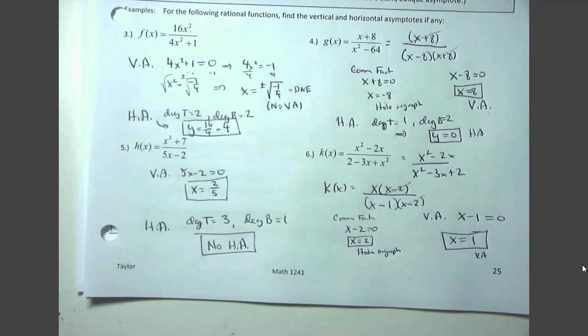So if they ask you, what's the vertical asymptote? Don't tell them 2 comma 1, no, it's just 1. There's only one of them. 2 is a hole in the graph.